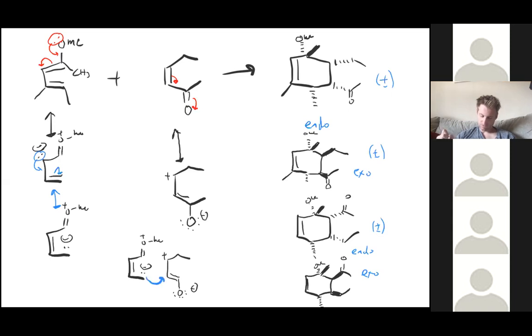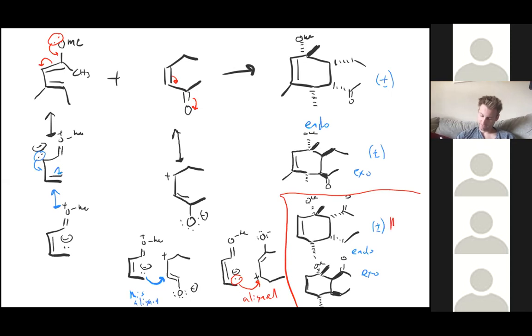For our original structure, our charges are misaligned. Our second two options where we flipped it over, now our plus and our minus can come together. Making these two products our major, and most specifically our endo product, like so.